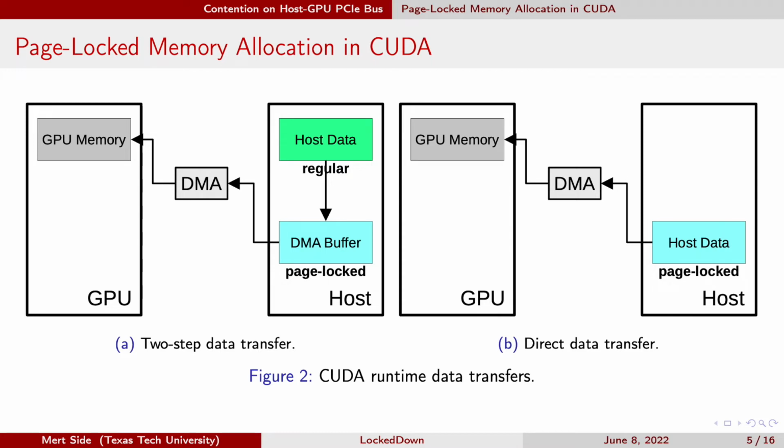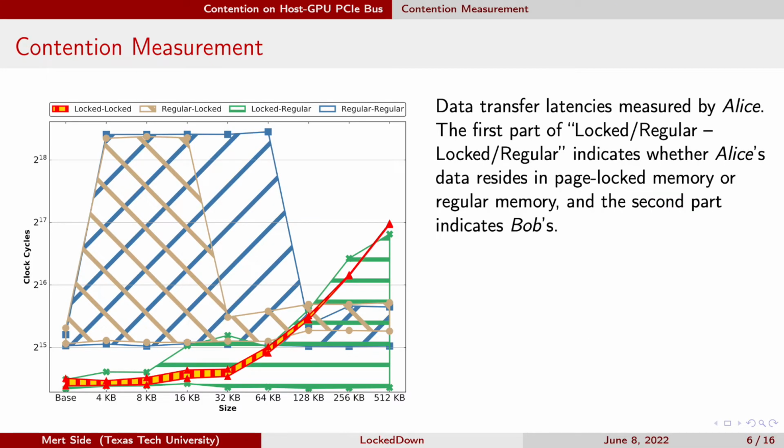CUDA also has a feature that allows users to request the allocation of page-locked memory directly. If the data to be transferred is already in such page-locked memory, the CUDA runtime will not involve any extra memory buffer, but instead just uses the DMA to copy the data from the host to GPU. This knowledge allowed us to work on introducing heavy congestion on the host GPU PCIe bus.